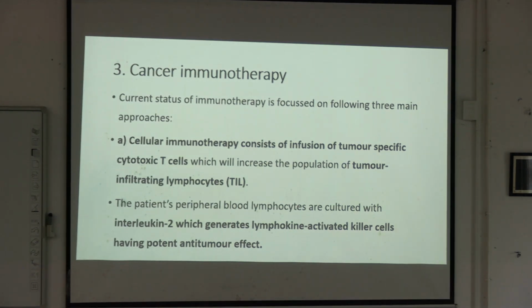Current status of immunotherapy is focused on the following three main approaches. The first approach is cellular immunotherapy, which consists of infusion of tumor-specific cytotoxic T cells, which will increase the population of tumor-infiltrating lymphocytes, TIL. And the tumor which produces more TIL, the prognosis of that tumor is good. The patient's peripheral blood lymphocytes are cultured with interleukin-2, which generates lymphokine-activated killer cells having potent anti-tumor effect.